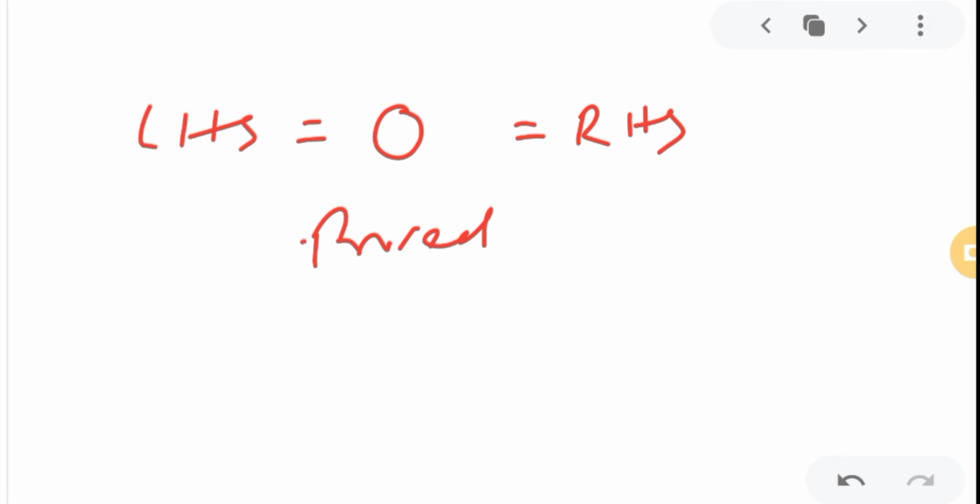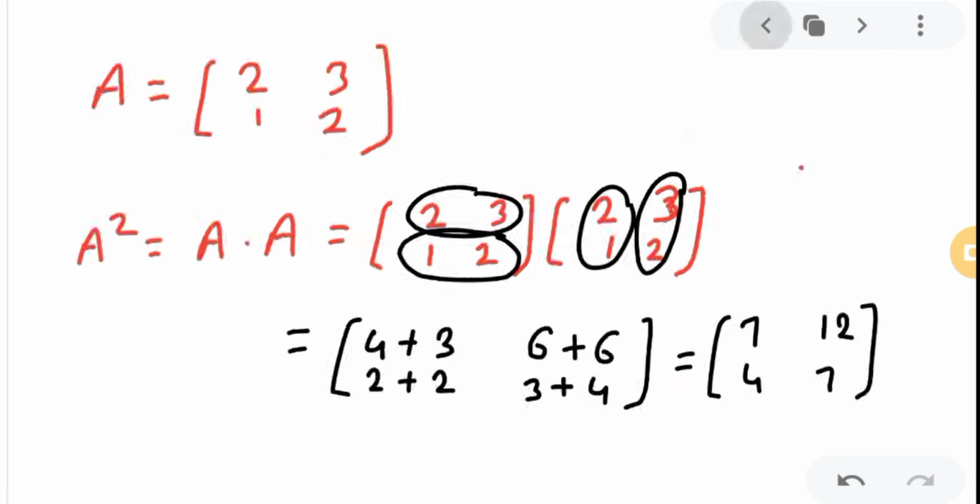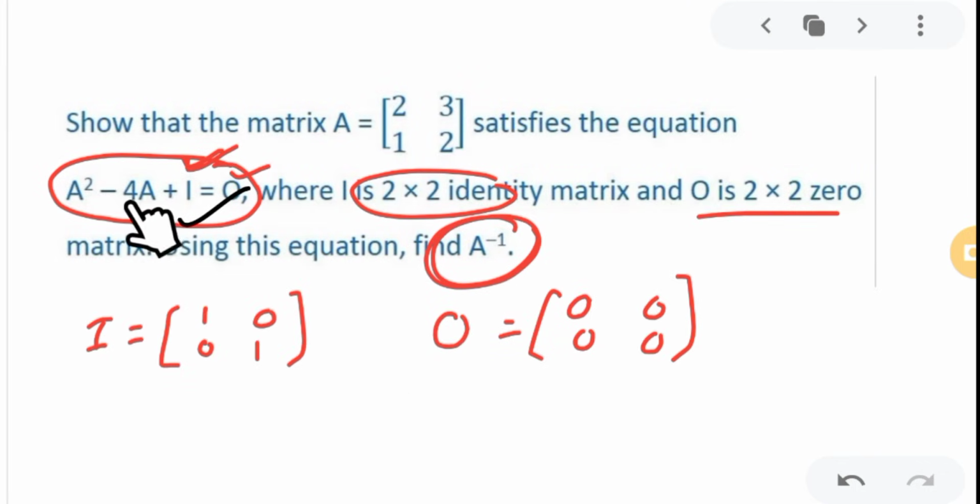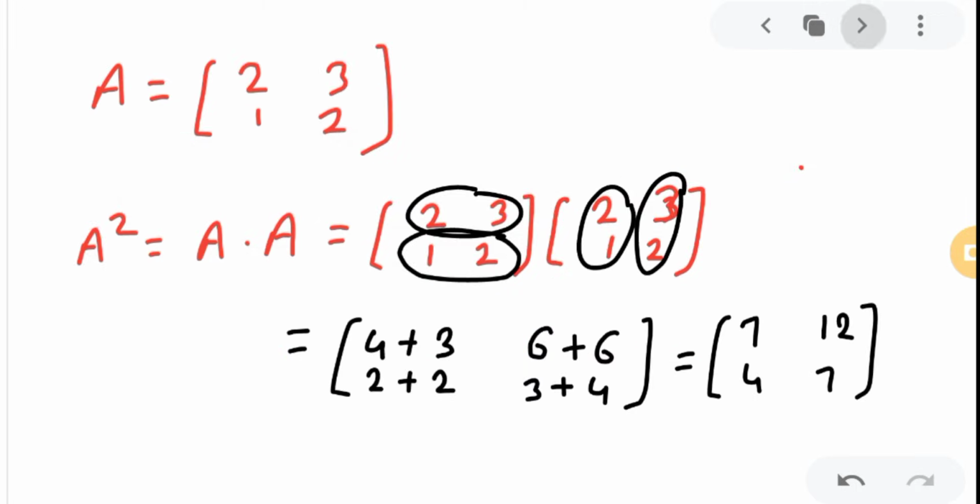It means LHS is equal to 0, and 0 is nothing but the 0 matrix. Correct, it is equal to RHS. So proved. The first part we proved, that this equation has LHS equal to RHS. Now the second part: we have to find A inverse using this equation. So using this equation, I am going to do the second part.